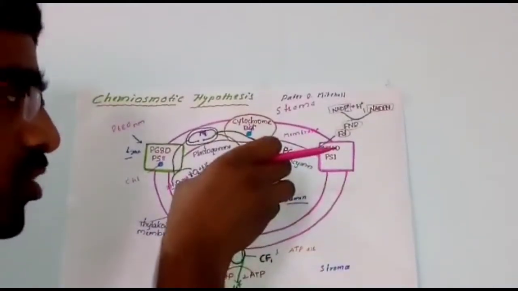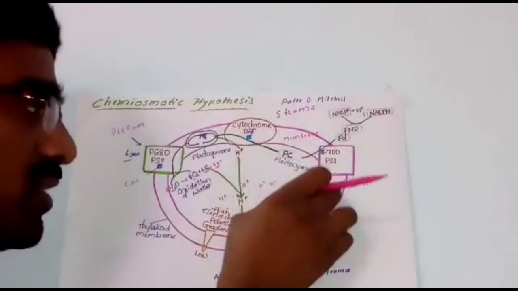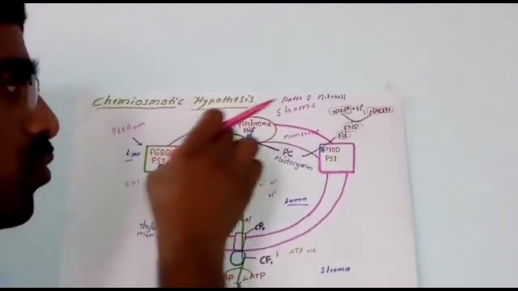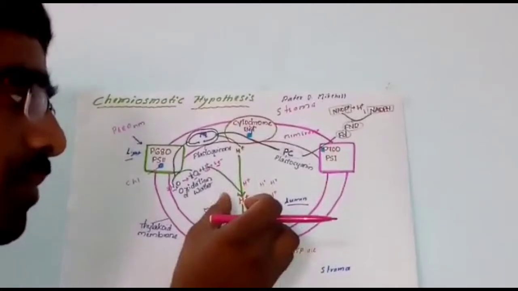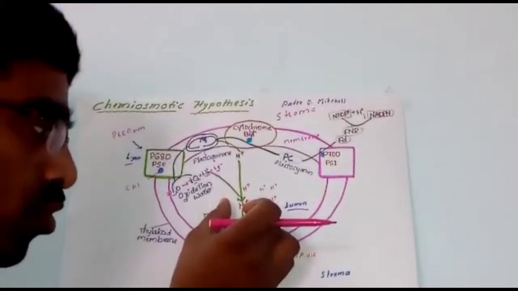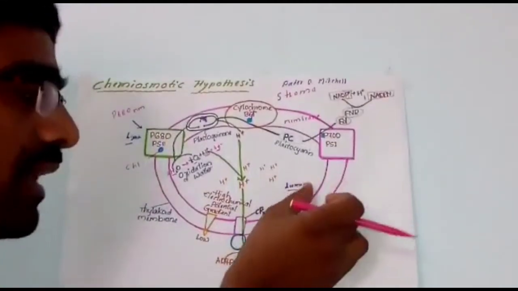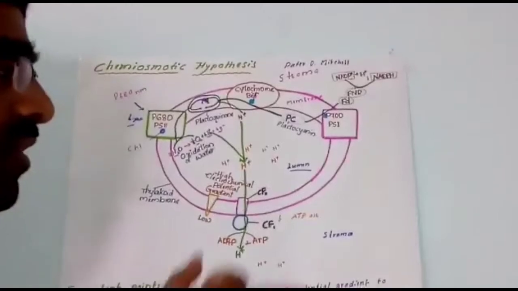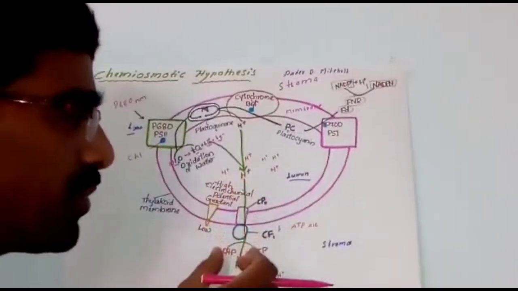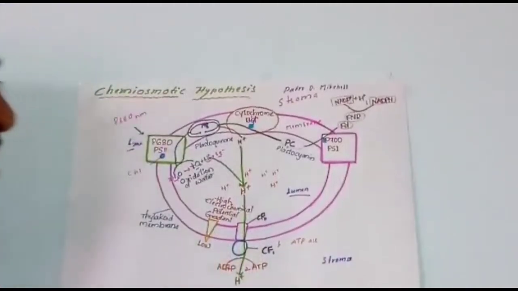Hence, the protons try to move from the lumen to the stroma region. But this membrane does not let protons move just anywhere. Protons can move only through the ATPase enzyme. On the thylakoid membrane, special ATPase enzymes are present. Wherever the ATPase enzyme is present, the protons can move from high concentration to low concentration.